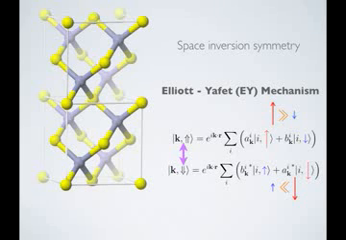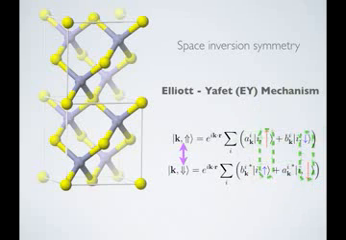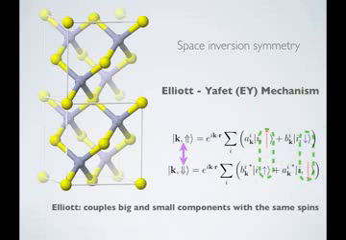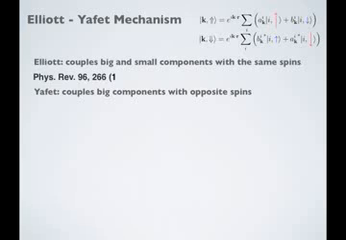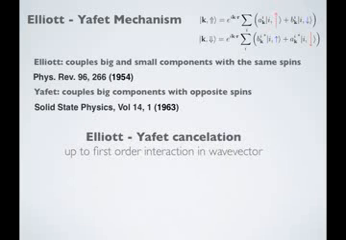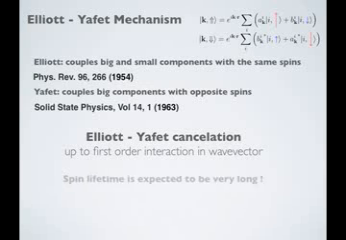The Elliott-Yafet mechanism includes the Elliott and the Yafet terms. In the Elliott term, the interaction couples the same spin components, while the dominant Yafet term couples the large and opposite spin components. This spin flip mechanism was initially studied by Elliott and then by Yafet. By analyzing the space inversion and time reversal symmetry of the system, Yafet found the Elliott-Yafet cancellation, in which the zero and first order terms of the wave vector vanish, resulting in a very long spin lifetime.